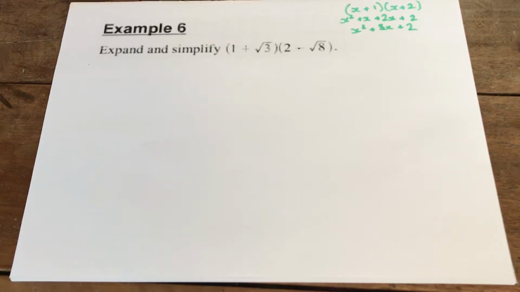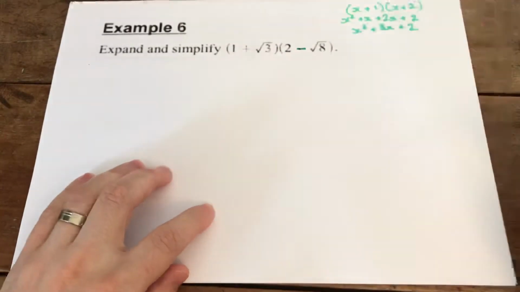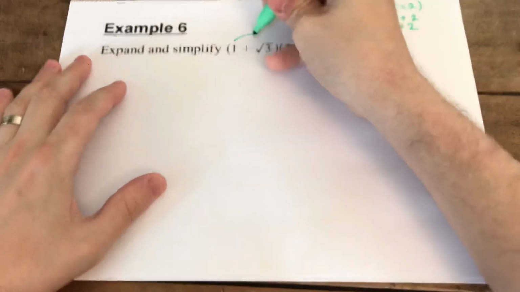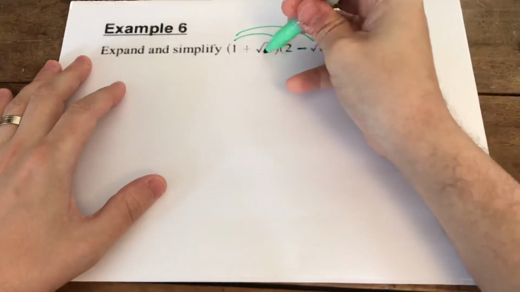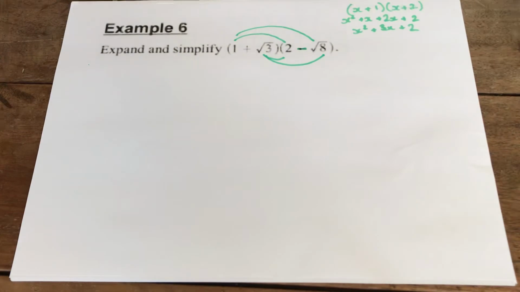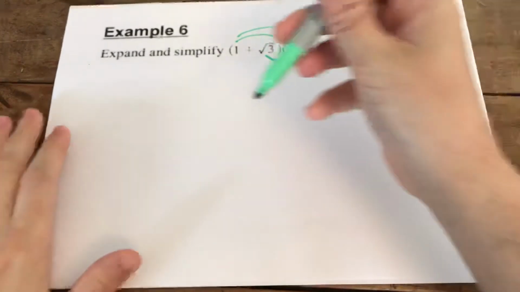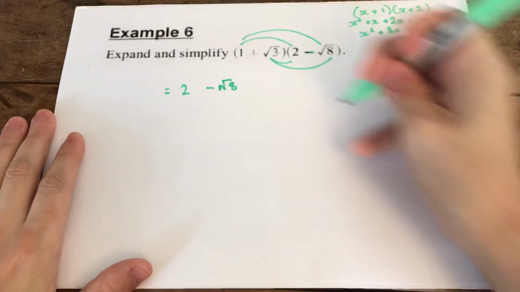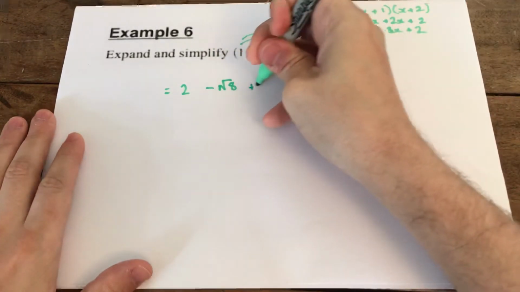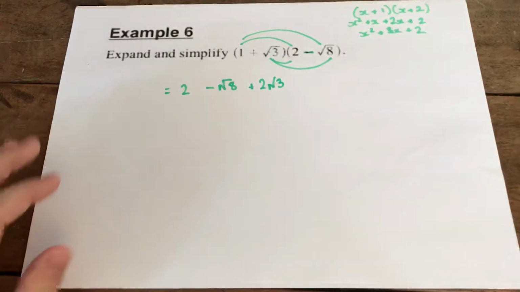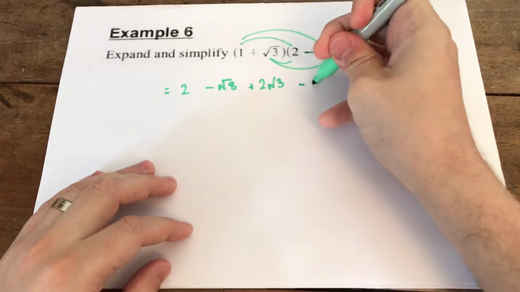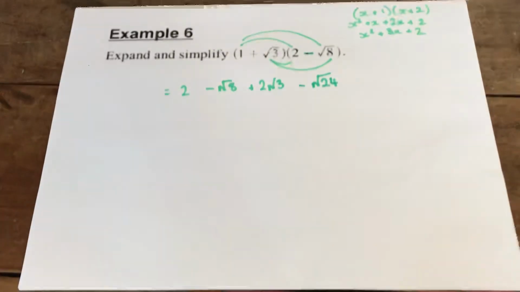Now, what I'm going to do is highlight that this is a takeaway, just to make it a bit more clear. And we expand the brackets, whichever method you use. So if it's FOIL or the smiley face method or however you have been taught to expand brackets, you do that. But you go 1 times 2 and it gives you 2. You then go 1 times minus root 8 and that gives you minus root 8. You do root 3 times 2 and that gives you 2 root 3. And then you would go root 3 times root 8 and that gives you minus the square root of 24.